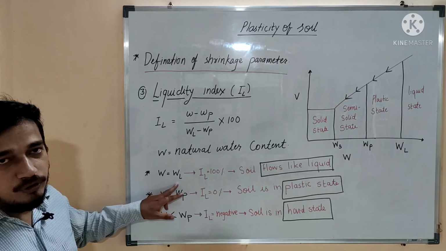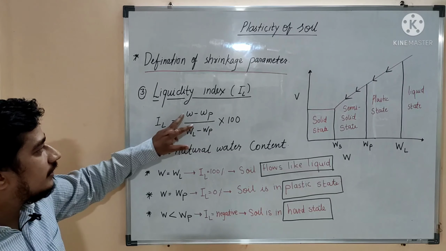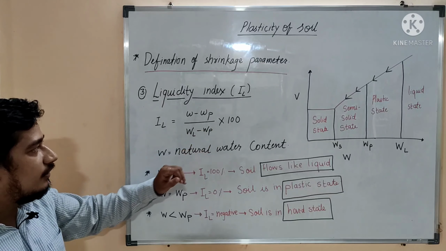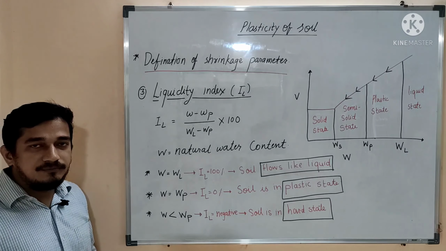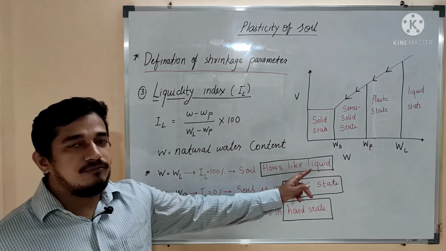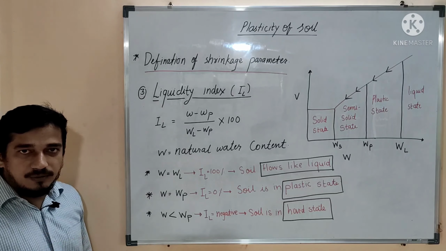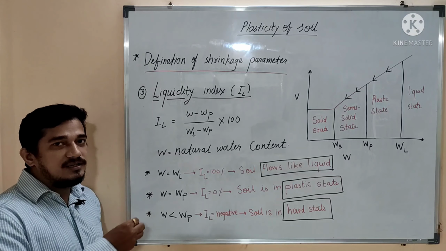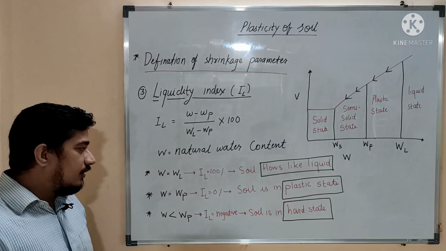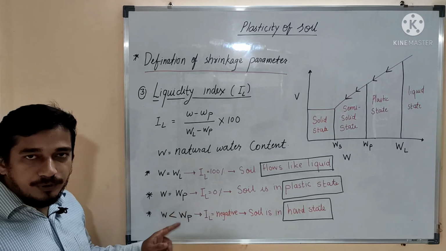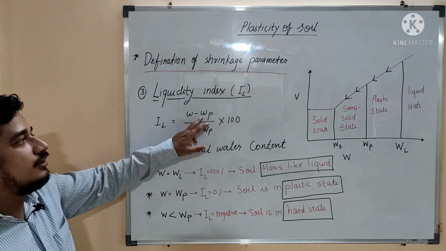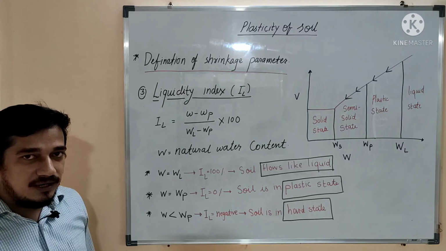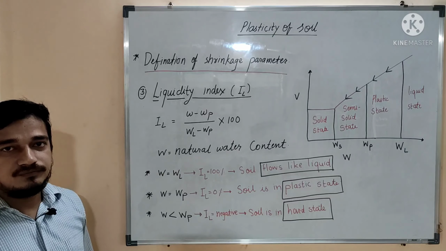If W is equal to WL, when this W, that is natural water content, is at the liquid limit, the liquidity index will be IP by IP multiplied by 100. So it will be 100. So liquidity index will be 100. Then the soil will be flowing like a liquid. So when the natural water content is at liquid limit, it will be flowing like a liquid, and the liquidity index of the soil will also be 100%. In another case, if W is equal to WP, then the numerator, that is W minus WP, will become 0. So liquidity index will become 0%. So it indicates that the soil is no more in a liquid state, it is in a plastic state.